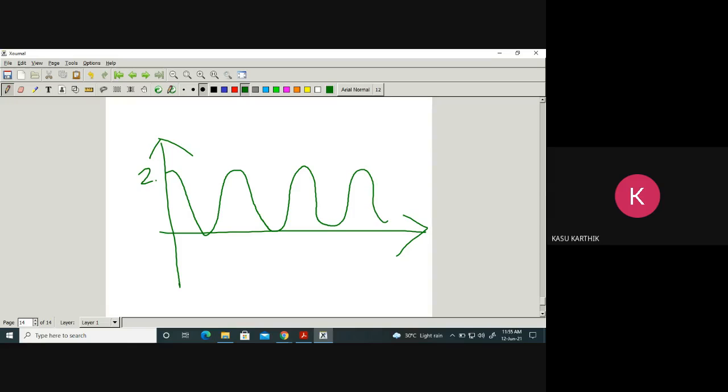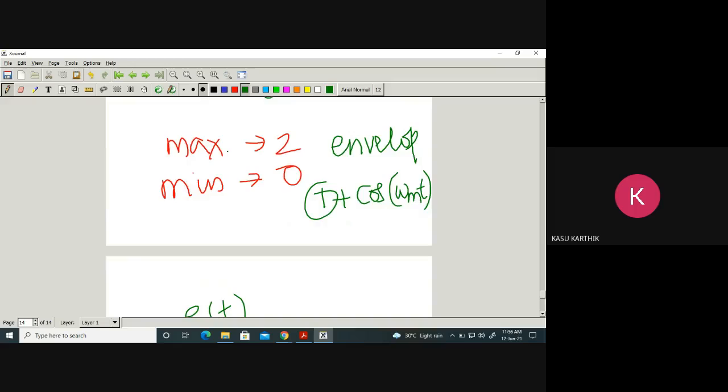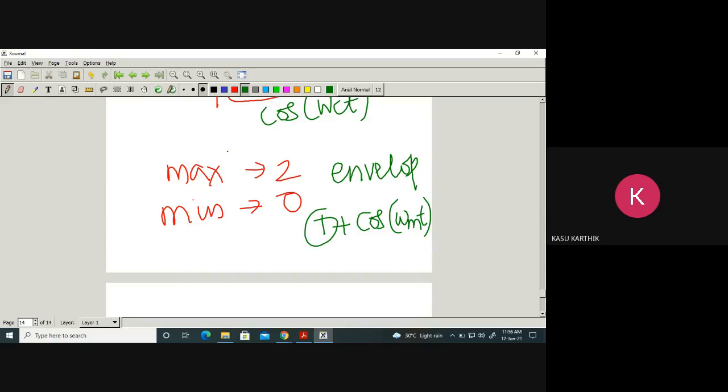This is 2, this is 0. This is shift. This is envelope, E of t. So now here also, if you got the envelope, you got the message signal. Why? If you got the envelope, which is 1 plus cos omega mt, you just remove this component, you are getting your message signal back. Okay?